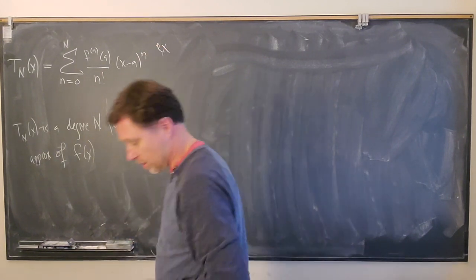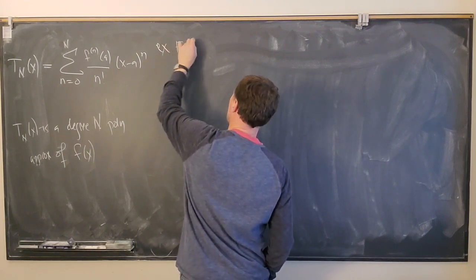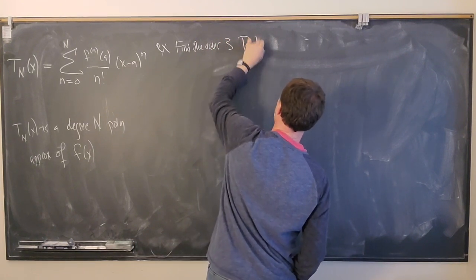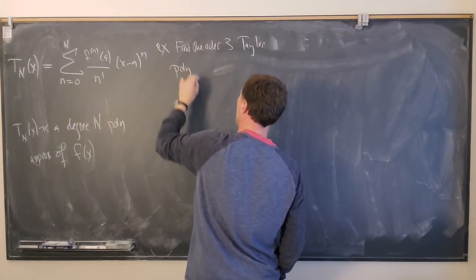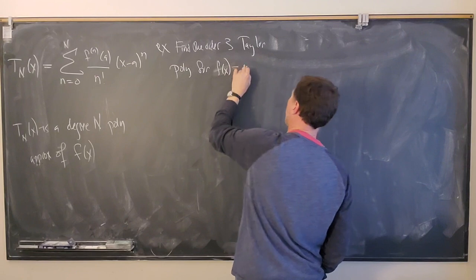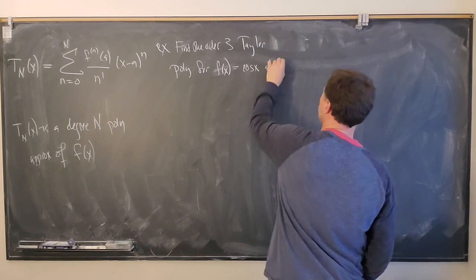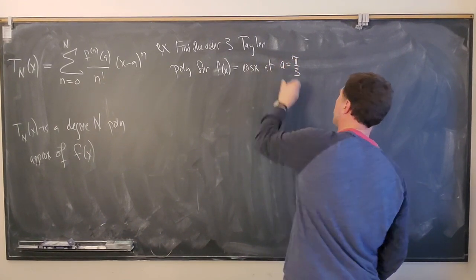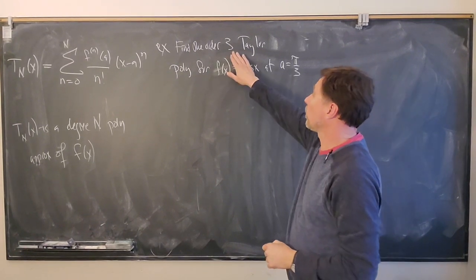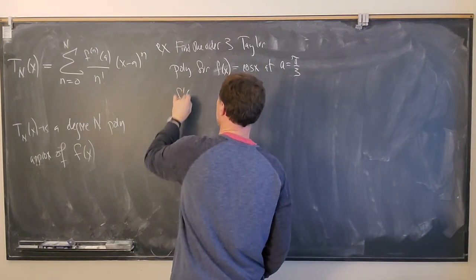So let's start off with cosine. Let's find the order 3 Taylor polynomial for the function f of x equals cosine of x at a equals pi over 3. For a Taylor polynomial of a given order, that tells you how many derivatives you need to compute. So I need to compute f prime.